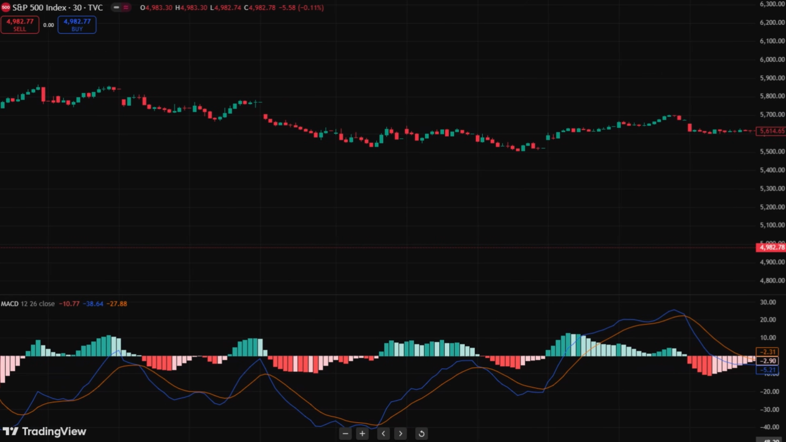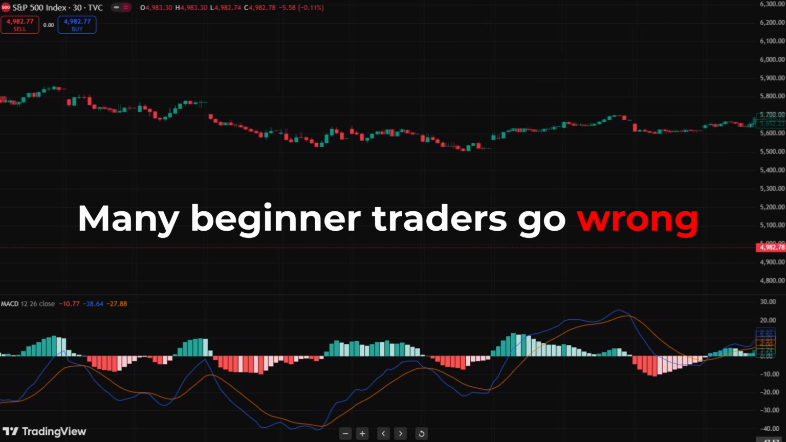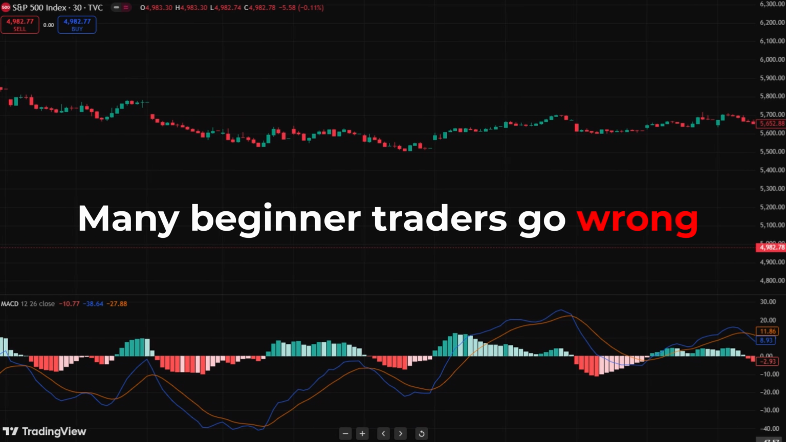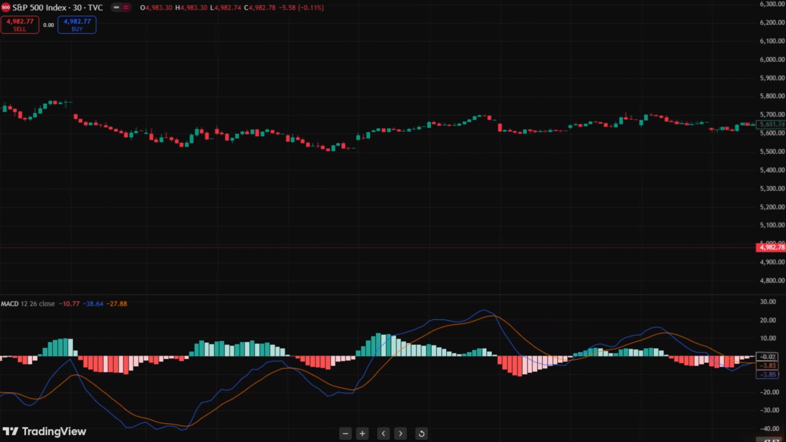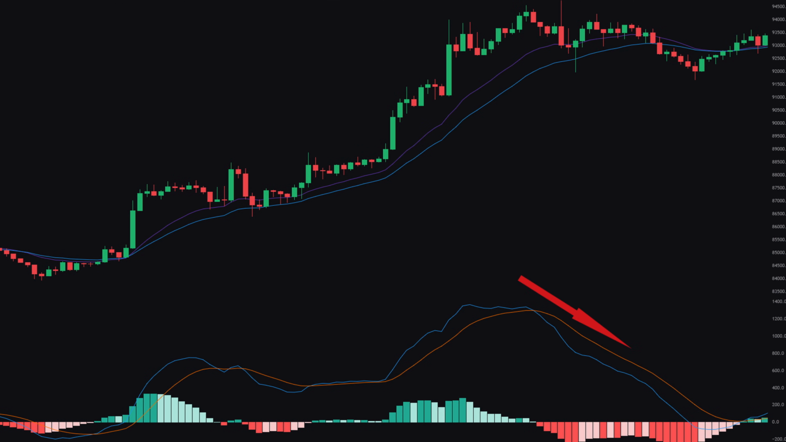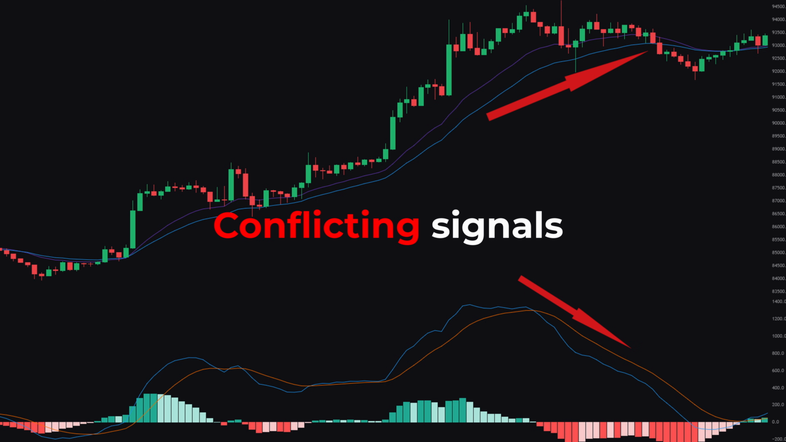The mistake most traders make. Now, here's where many beginner traders go wrong. They use MACD by itself, without considering the broader market context. Let me show you an example. Let's say MACD gives you a bullish crossover, a classic buy signal. But when you look at the overall market, it's clearly in a downtrend. These are conflicting signals. MACD says up, but the market says down.